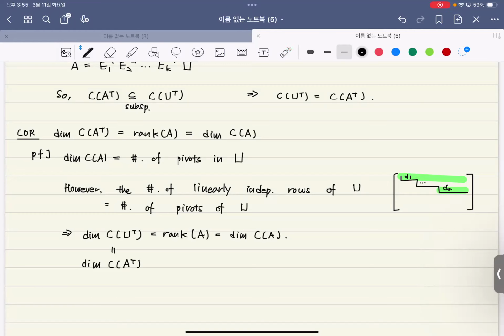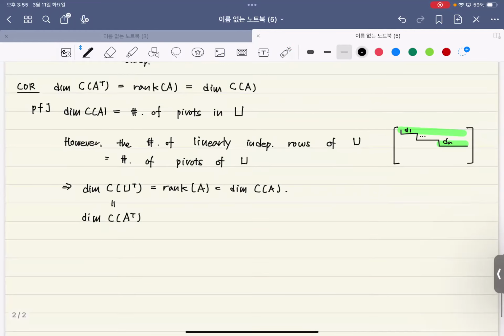If you read your textbook, Professor Chang always emphasized that this was such an amazing, surprising fact, even to him. So maybe it deserves some time to put an emphasis on this. The number of independent rows is always the same as the number of independent columns.